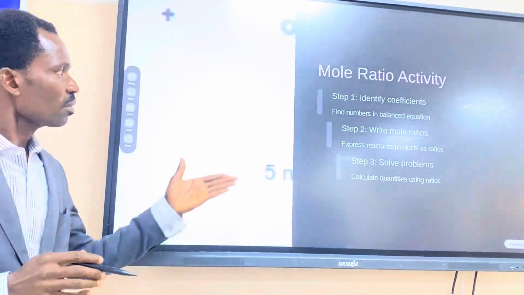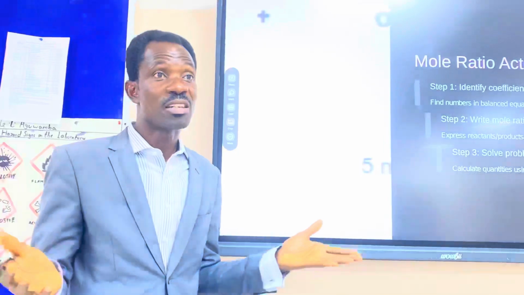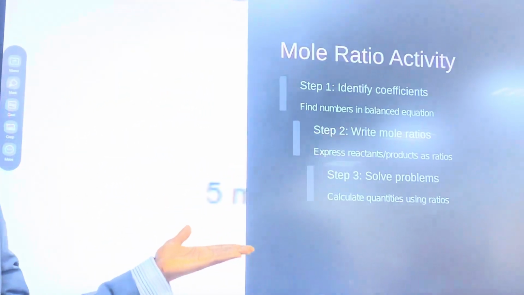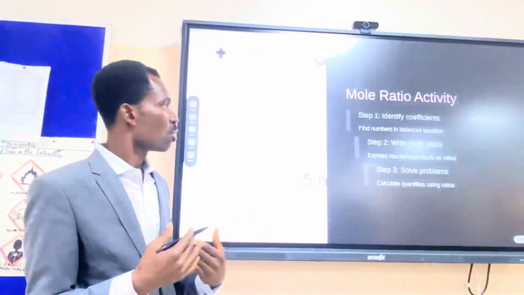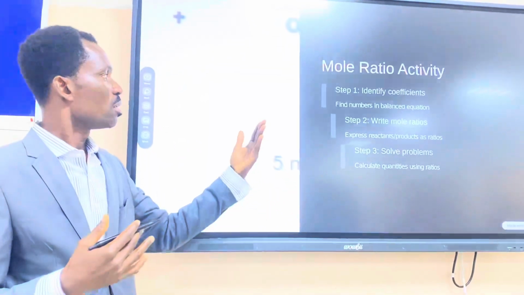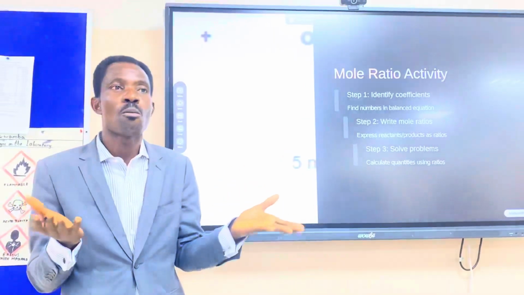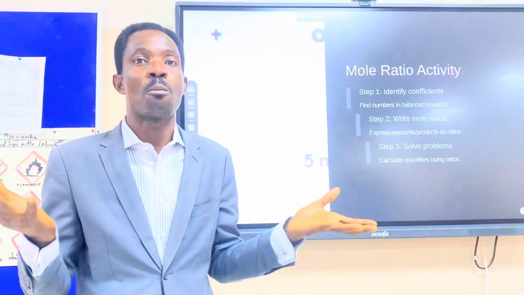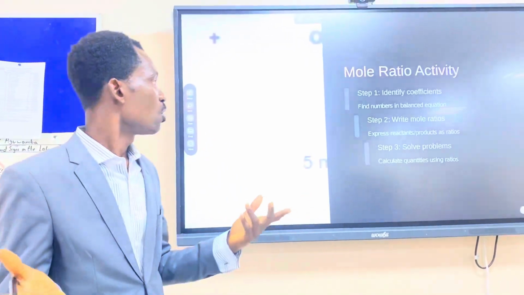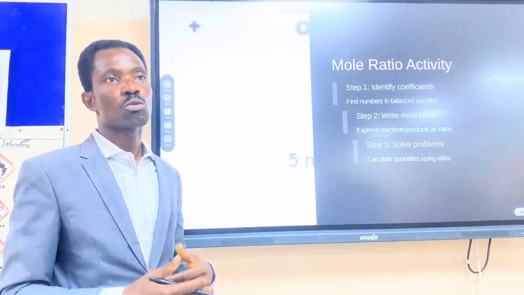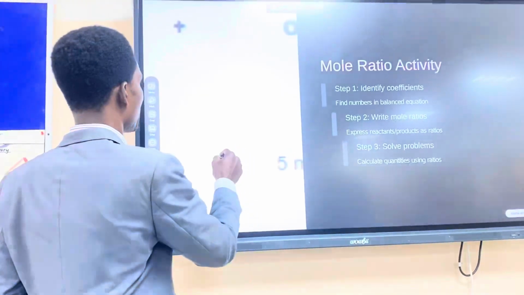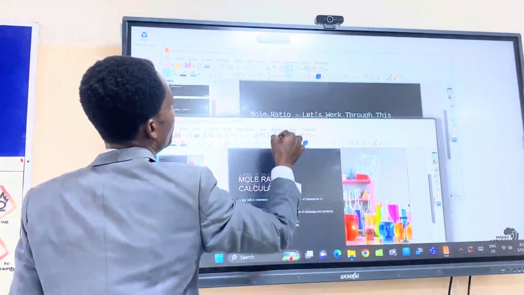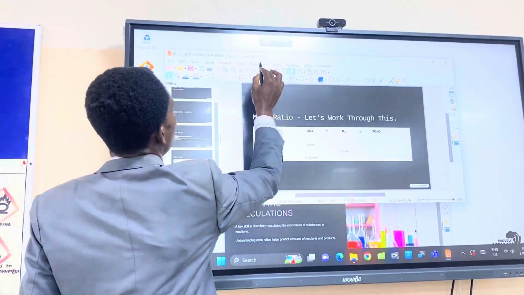First step, identify the coefficients. When we say identify the coefficients, you are looking at the numbers used to balance the equation. Having gotten the numbers, you move on to the next step. Next step, write them in the form of a ratio. Which one and which one are you comparing? Write them in the form of a ratio. Then you go ahead to solve the problem. So we'll take an example of a situation where we will solve that problem. Let's quickly look at this.